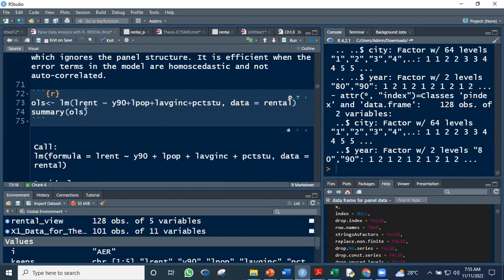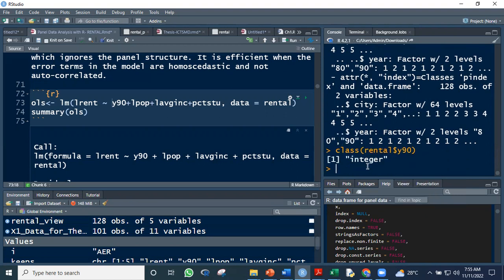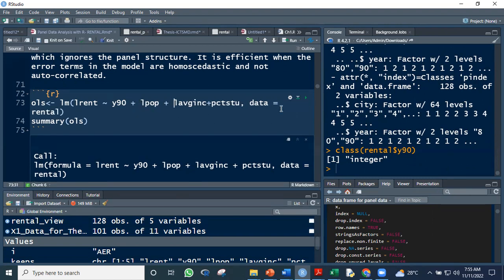So, okay, we're regressing log of rent into Y90. Let me check the class of rental$Y90. Okay. So integer. Okay. So this should be considered as a factor. But let's run this first. Okay. Because Y90 is supposed to be a dummy variable. It's not supposed to be an integer. Let me just put a space here. All right. So let me run this.